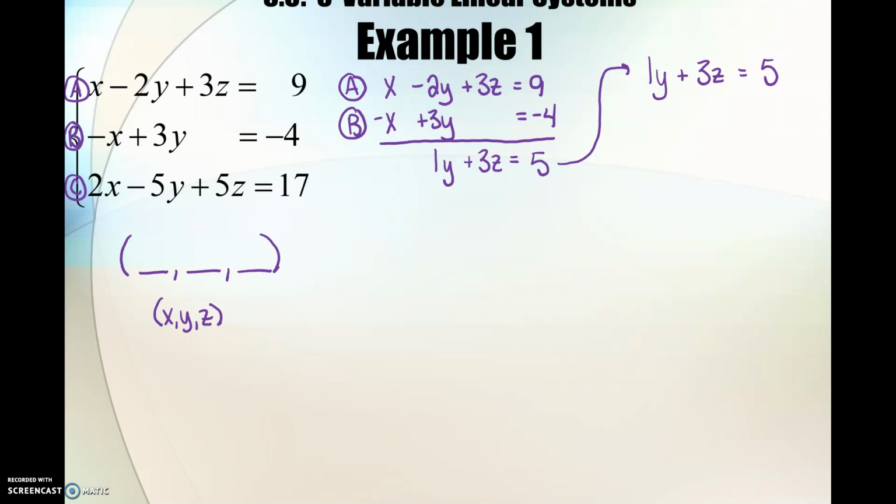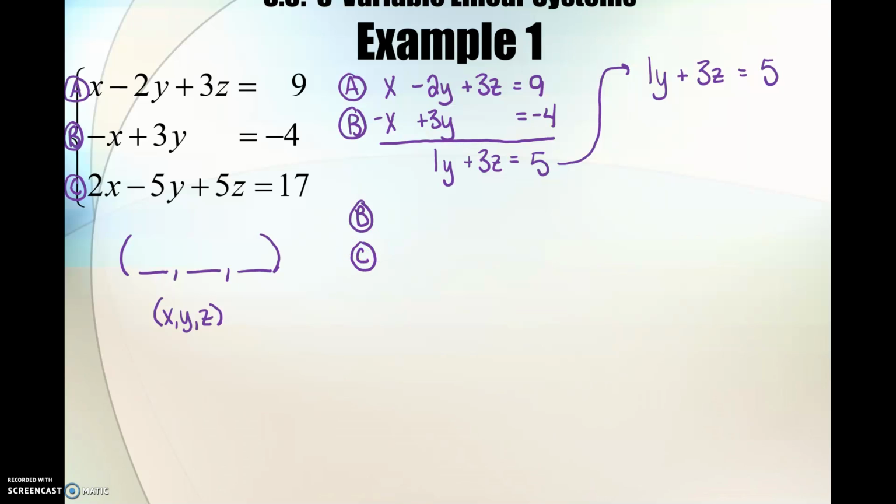Okay, we've done our first step. Our second step is eliminate again. You can choose equation A and C. You can choose equation B and C. You can do this however you want to. You just can't do A and B again. You have to do A and something else or B and something else. I am going to choose B and C.